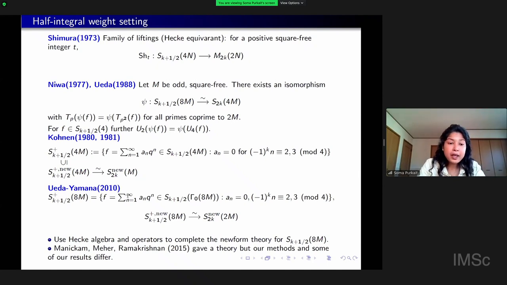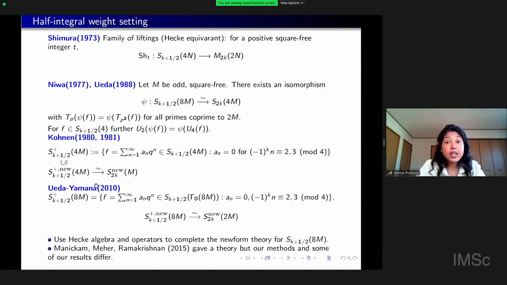Kohnen defined his plus space, which was, so Niwa actually defined an operator, and this operator was precisely the operator which we looked at, coming from the U0. Kohnen defined his plus space as a P eigenspace of that operator. And it somehow turns out that it satisfies this Fourier coefficient condition.